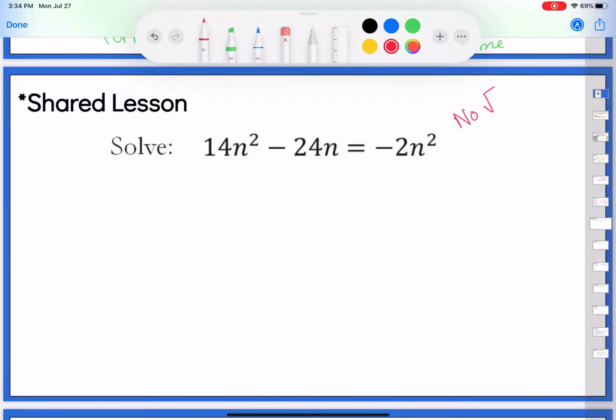Oops, sorry about this. There we go. Okay, here we go. So this problem says find the discriminant and then tell me how many solutions there are. Hopefully this is something that comes back to you quickly. Why don't you take a shot at finding that discriminant?